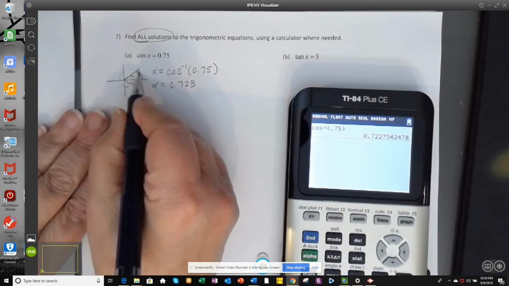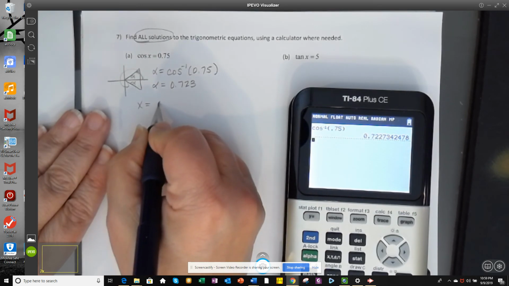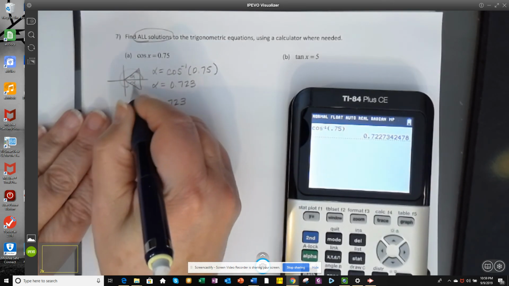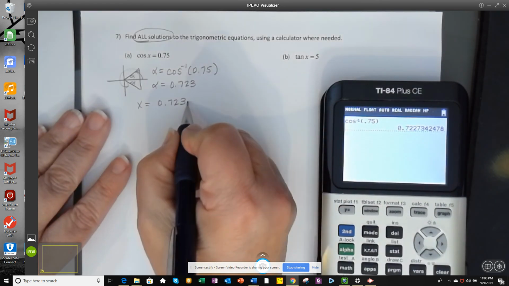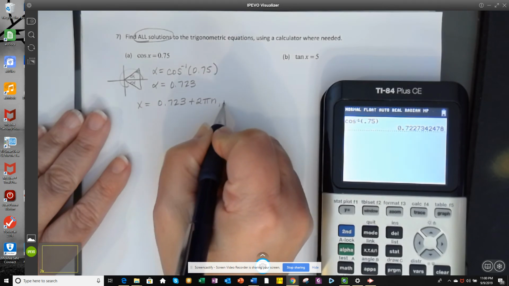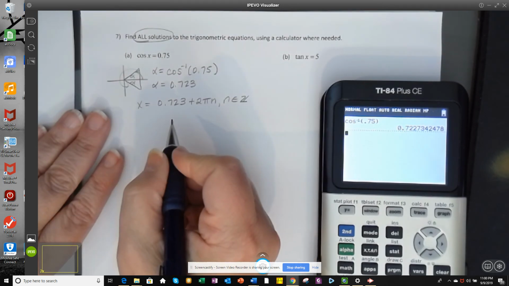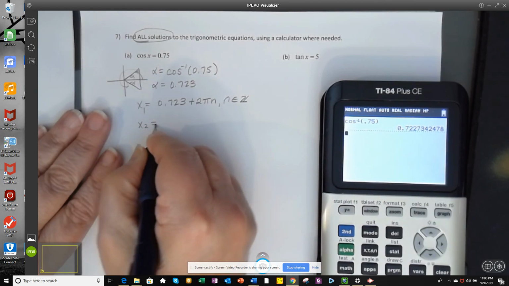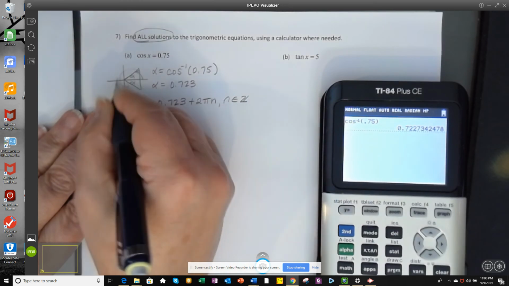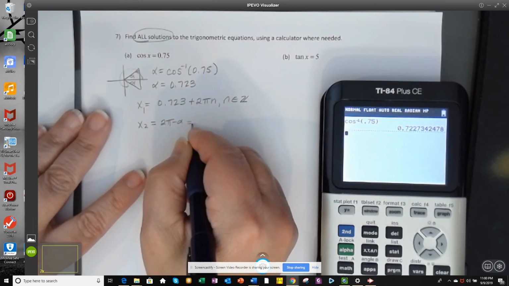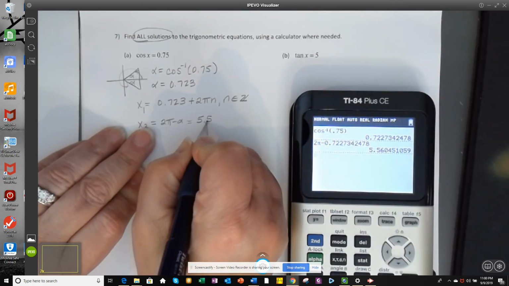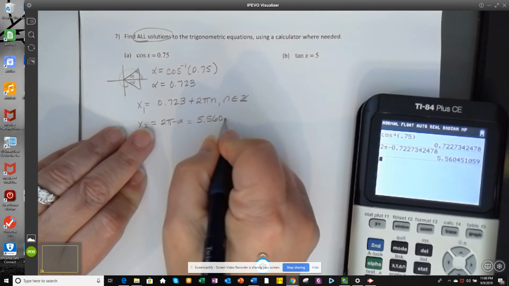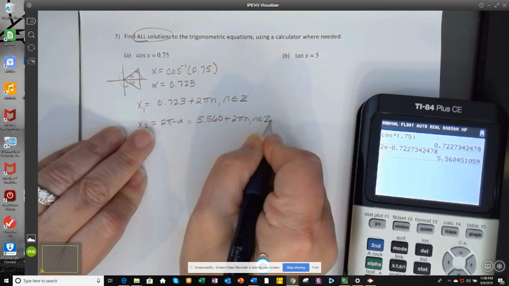Now, in my first quadrant, I know that x will be 0.723. But I could hit that multiple times going around. So how would I get all of the ones that happened in the first quadrant? Well, that would be plus 2 pi n every time I go around, n an element of the integer set. That would be x1. x2 would be 2 pi minus alpha, right? Because I went all the way around and I'm alpha short. So what would that be? That would be 2 pi minus, I'm going to grab my number here, 5.560, plus 2 pi n, n an element of the integer set.